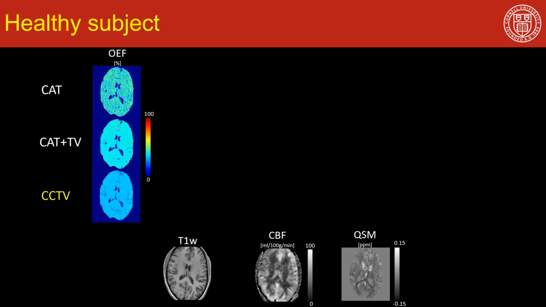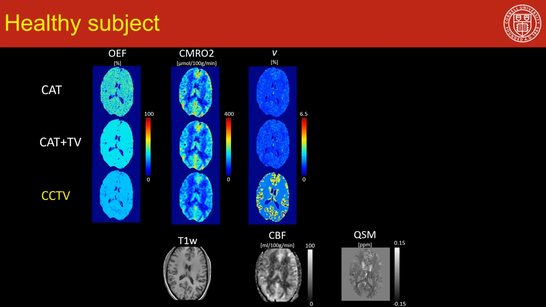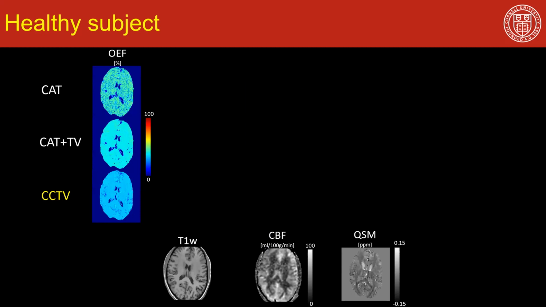In healthy subjects, compared to CAT, CCTV shows a less noisy and more uniform OEF, and subsequently less noisy CMRO2, which agrees with the reference standard PET OEF. The OEF noise suppression may result from using total variation. In addition, the incorporation of tissue type information in CCTV may lead to more robust model inversion, with improved initialization and improved inversion condition.